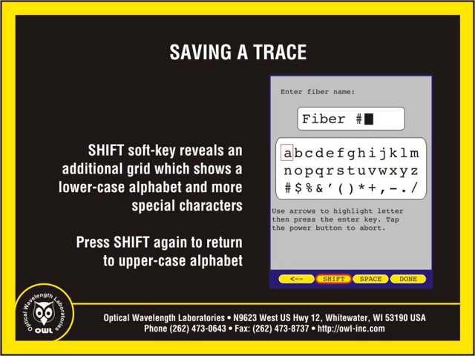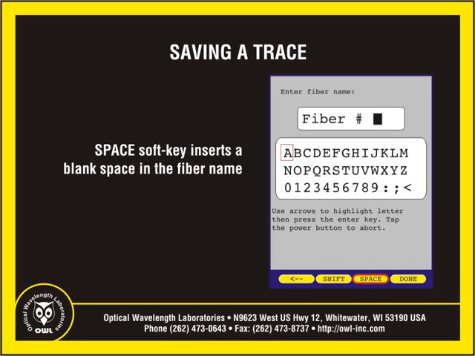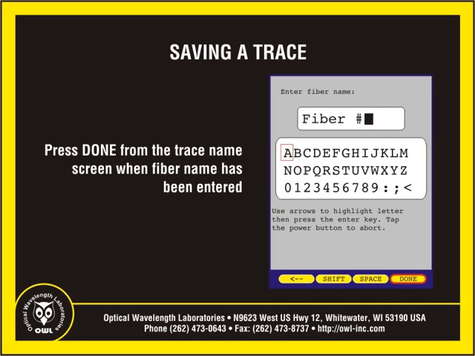The Shift soft key toggles the character grid between upper and lowercase alphabets and also reveals some additional special characters. The Space soft key moves the cursor one blank space to the right for each button press. Once the trace name has been entered into the trace name field, press Done to save the trace. Information stored with the trace includes trace name, trace date and time, index of refraction, trace distance, and pulse width.